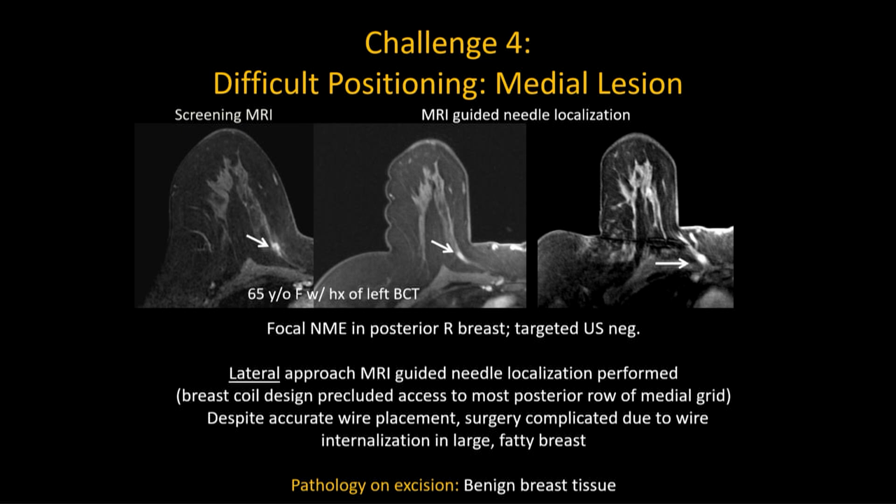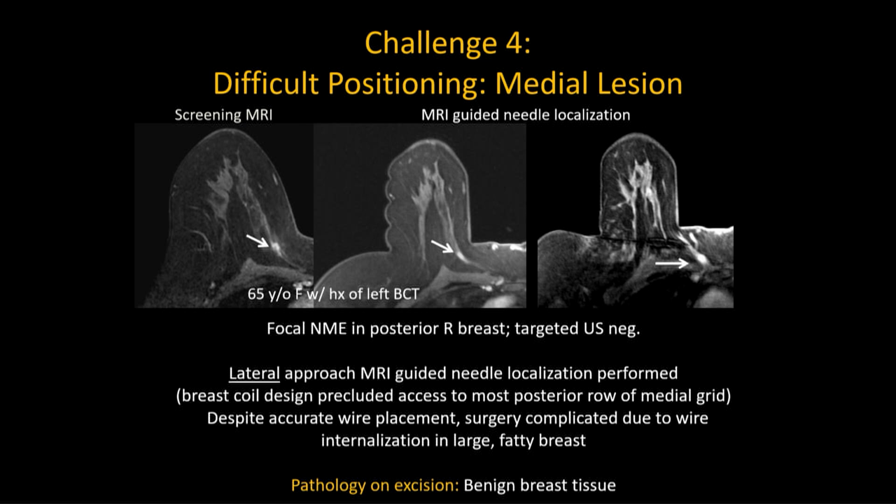image. You can see that the arrow points to the target, which is posterior to the wire. So what we had told the surgeon is, please go posterior to the wire towards the chest wall. So we communicate with the surgeon and tell them this is the direction you should be taking the tissue. But despite that, the patient had a big fatty breast and the wire actually internalized, so the pathology on excision was benign breast tissue.